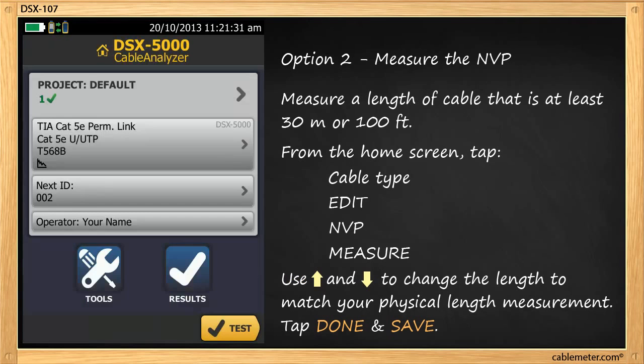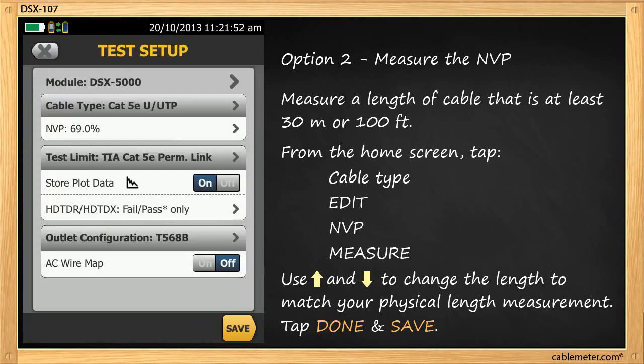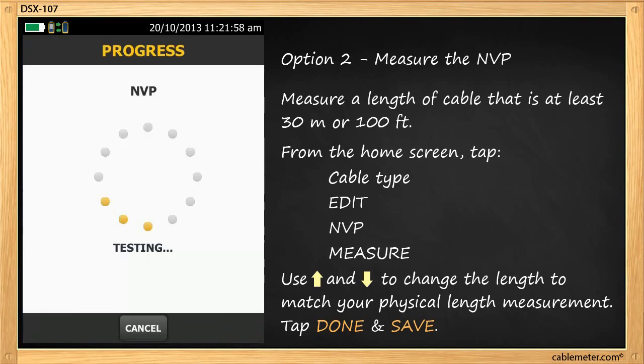Another way is to measure the NVP of the cable. You'll get a length of cable that's at least 30 meters or 100 feet, the longer the better. Physically measure it and note that value. Terminate the cable with a jack at each end and connect using the permanent link adapters. And then from the home screen again, we'll tap where our cable type is, Edit, and tap NVP again. And in the bottom left-hand corner of the screen, you'll see Measure. So we'll tap Measure.